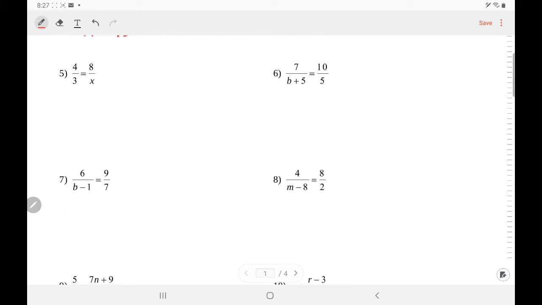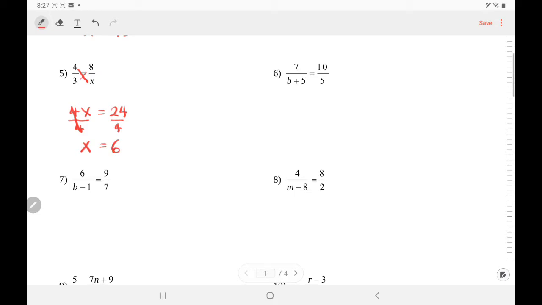Number 5. I'm going to choose to go this direction because it involves the variable. So 4 times x is 4x equals 8 times 3 is 24. Dividing by 4, cancel, so x equals 6.